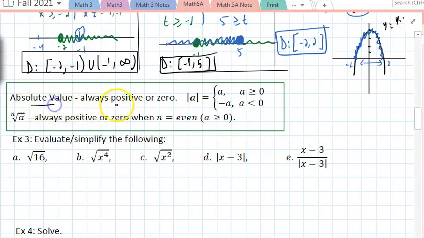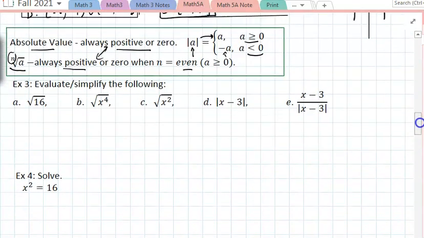An absolute value is always positive or 0. The absolute value of a: if this a is bigger than or equal to 0, I don't need the absolute value. If this a is negative, I put a minus in front, and that's that. And keep in mind the principal radical, the nth root of a, if n is even, then that's always positive or 0, same definition. So to elaborate on that, what you learned in algebra, maybe this was skipped.